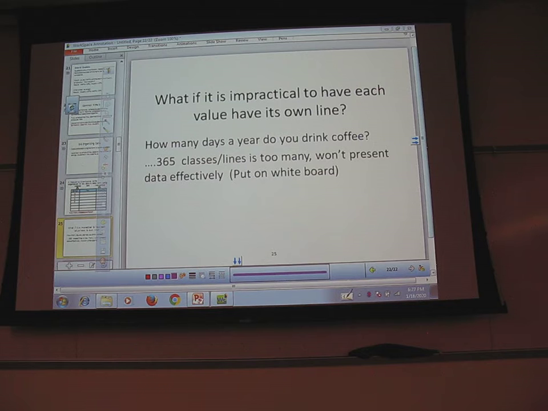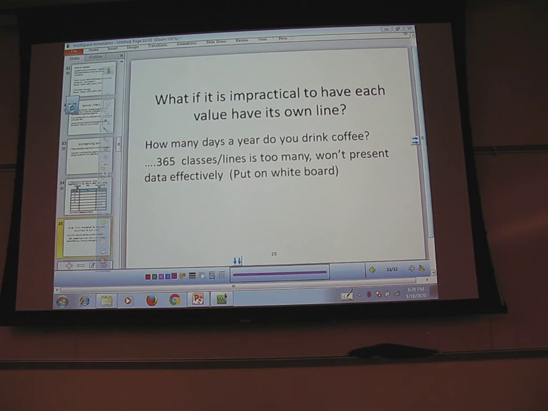So how many days a year? The lowest you can be is 0, none. What's the highest you can be? 365. We're going to assume a non-leap year. So I have 365 plus 0, 366 possibilities. I can't put 366 different classes out there. That's ridiculous.